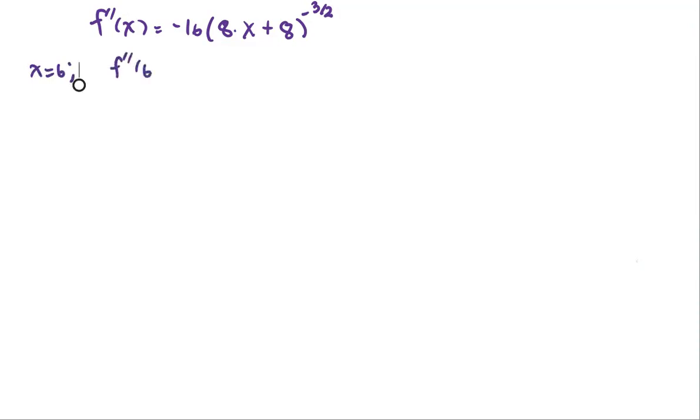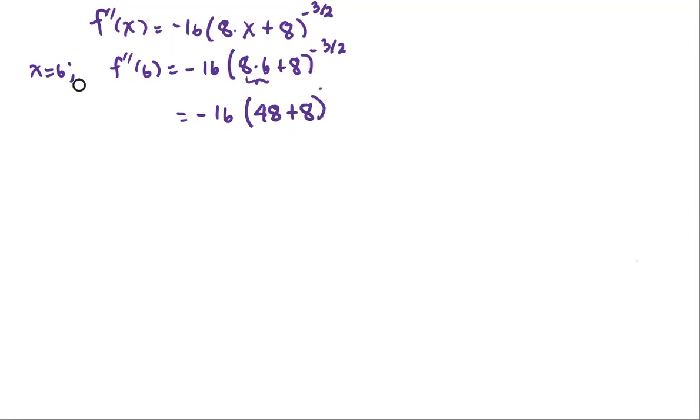If the second derivative at 6 equals negative 16 multiplied by 8 times 6 plus 8, raised to the power negative 3 over 2. To get negative 16, 8 times 6, that is 48, added by 8, raised to the power negative 3 over 2. Inside of the parentheses, the number simplifies to be 56 to the power negative 3 over 2.